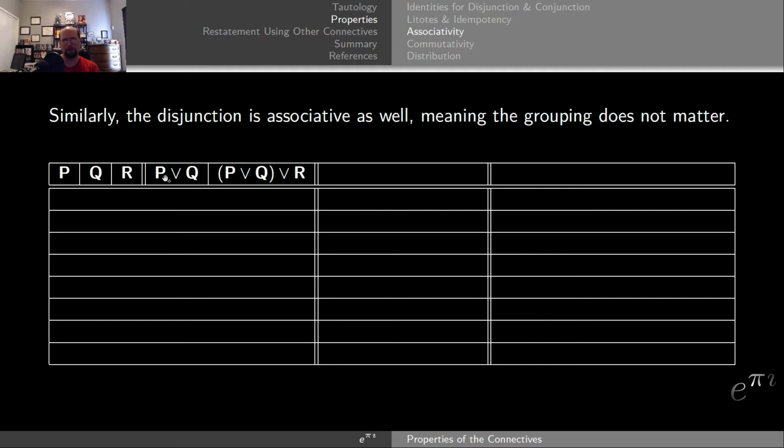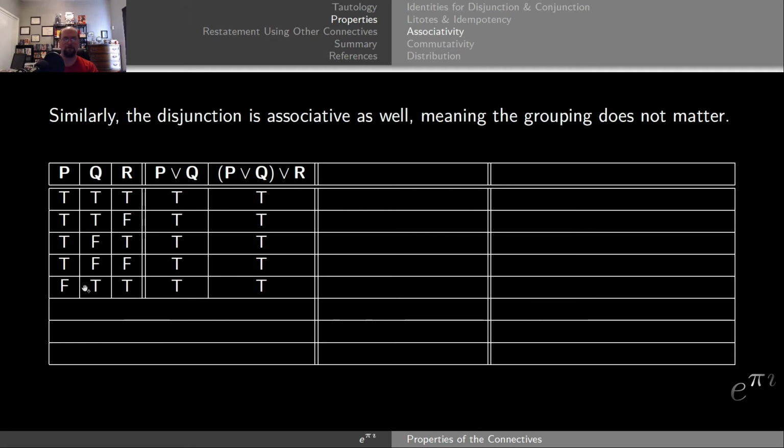Specifically, if you have P disjunction Q, I take the result and then disjunction with R. So if I have a true, well, the minute I disjunction a true, I will get a true, and then no matter what I disjunction that true with, will give me a true again. So, true and true gives true, which gives me another true. True false gives a true, which gives me another true. False true gives me a true, which gives me another true.